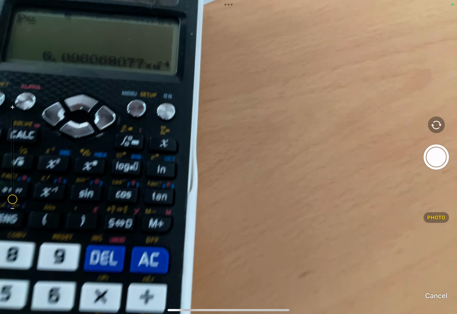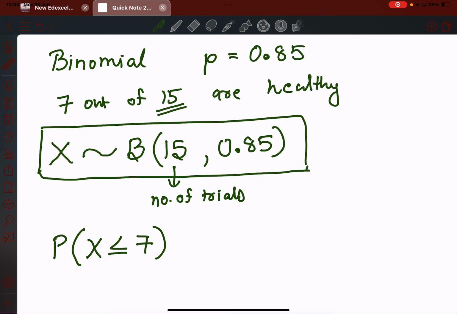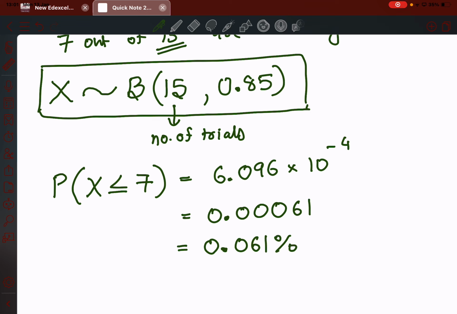So the probability of this happening, and the answer that we get is 6.096 times 10 to the power of minus 4. That is 0.0006, well, let's call it 61. Now, in terms of percentage, what percentage would this be? This would be 0.061 percent.